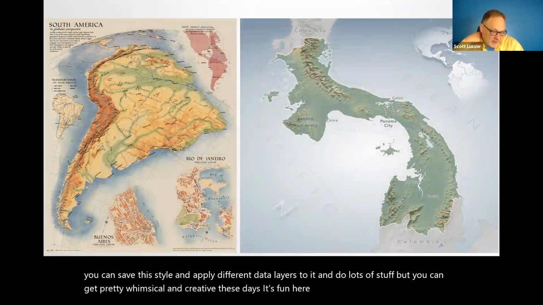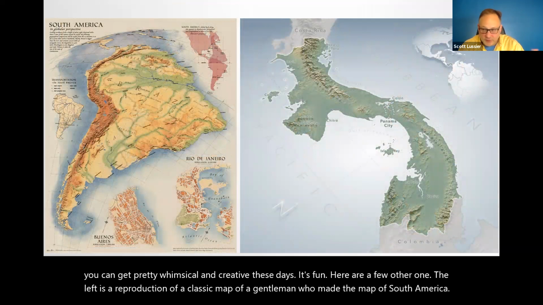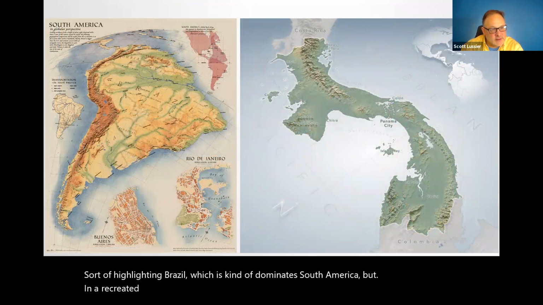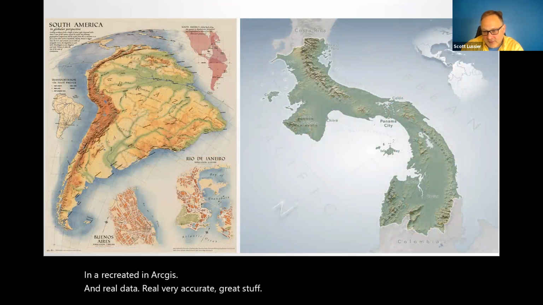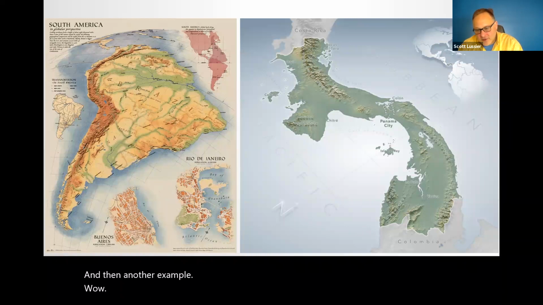Here are a few. The one on the left is a reproduction of an old classic map by a gentleman who made the map of South America, sort of highlighting Brazil, which kind of dominates South America, but recreated in ArcGIS, with real, very accurate data. Great stuff. And then another example of Panama, excuse me.